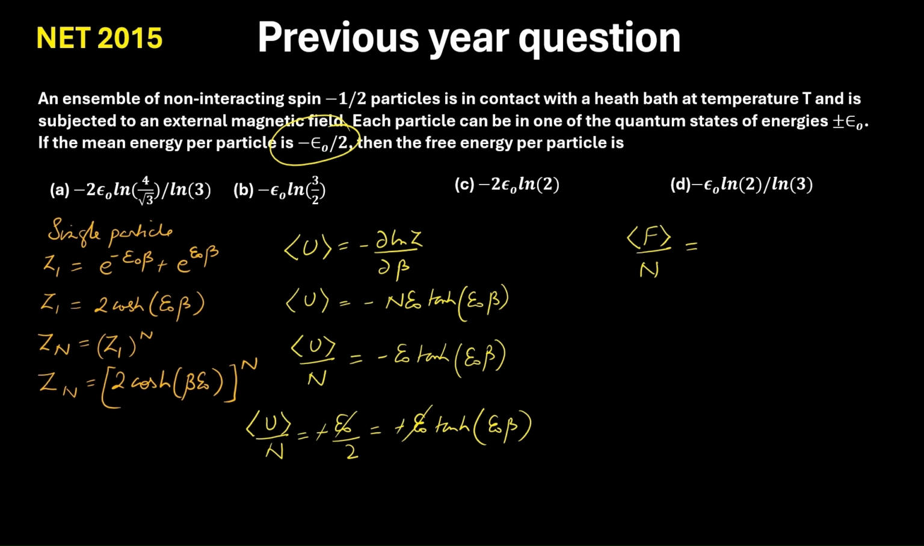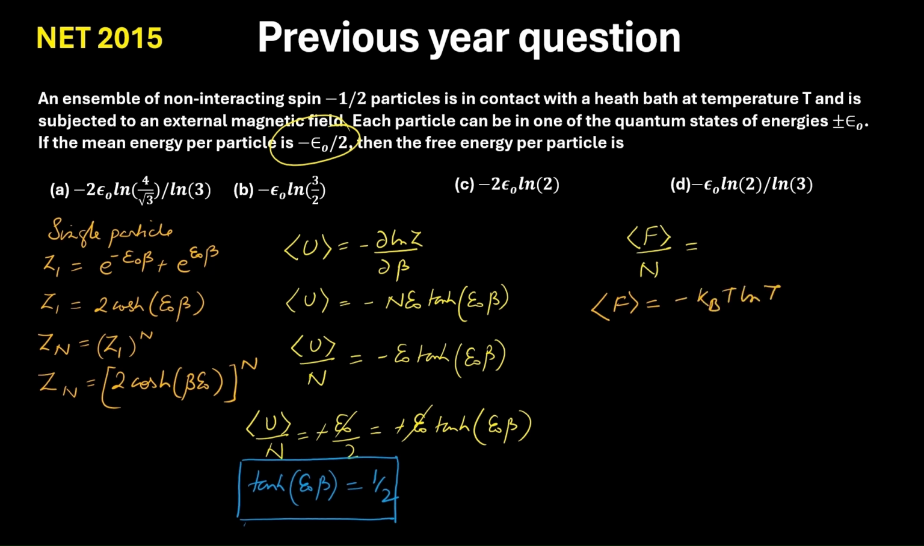So here I'm getting one expression that tanh(epsilon naught beta) is equal to 1 by 2. This we will be using while calculating the free energy per particle. Now let us come back to this free energy. So free energy per particle, to calculate this, we can use the expression F is equal to minus k_B T log of Z.